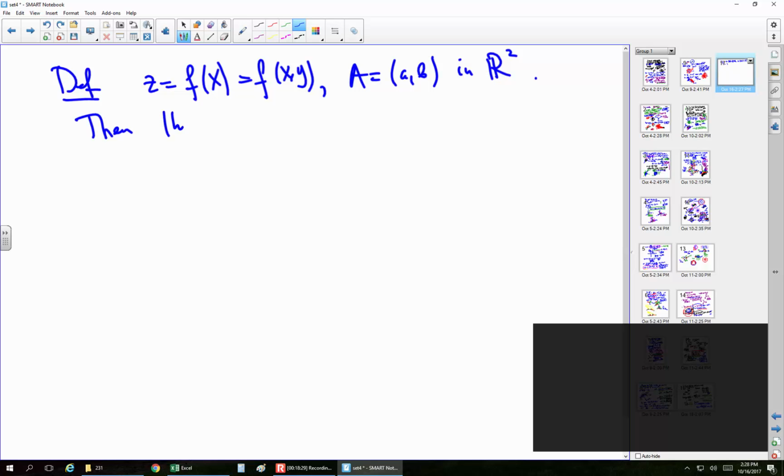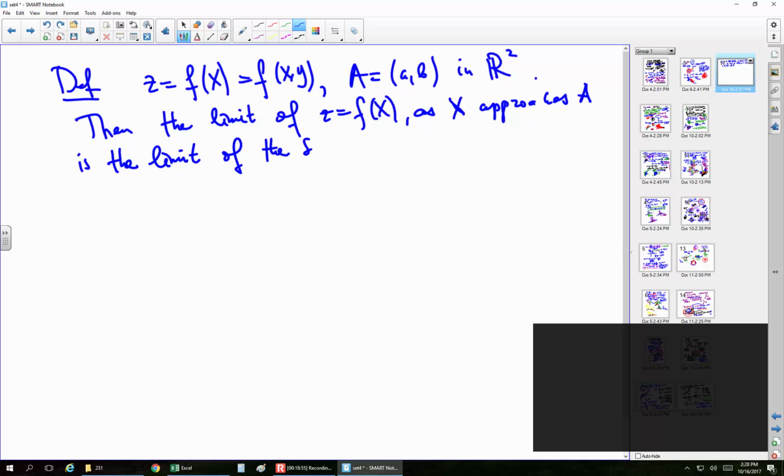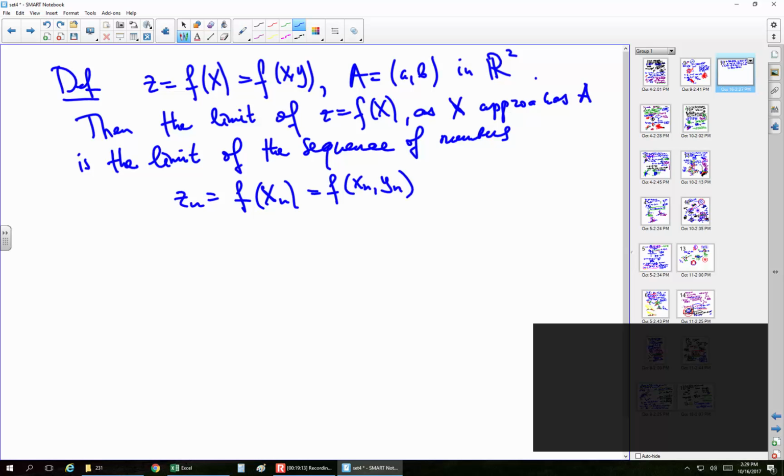So then, the limit of z equal to f of x as x approaches a is the limit of the sequence of numbers z_n equal to f of x_n, or f of (x_n, y_n), provided it's the same limit for all sequences x_n converging to a.